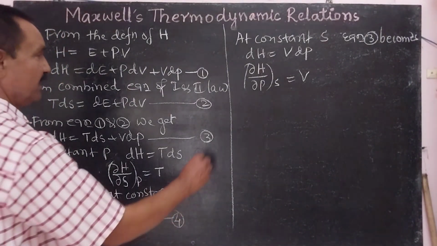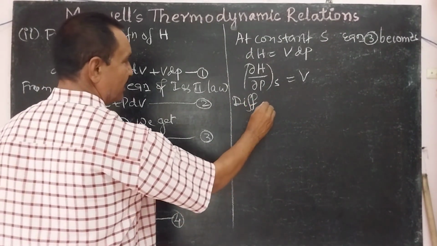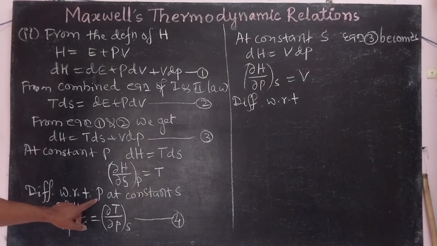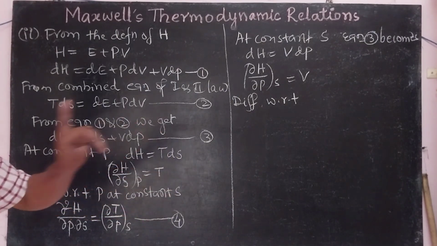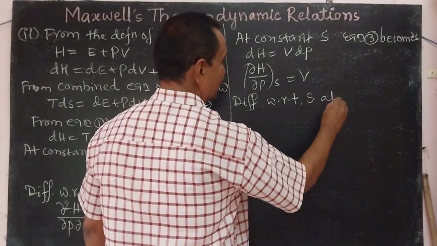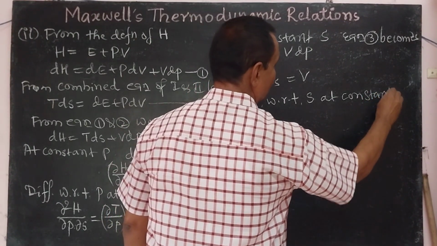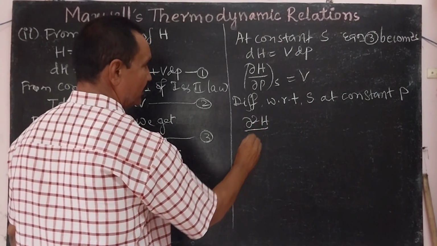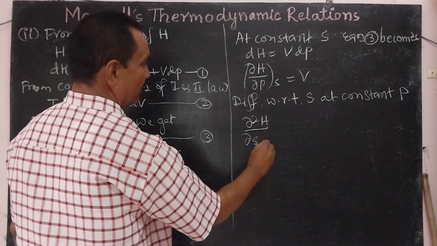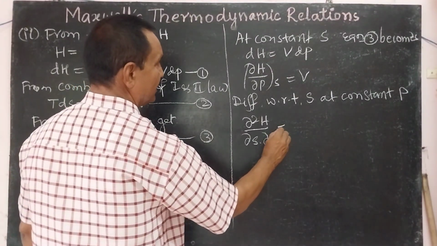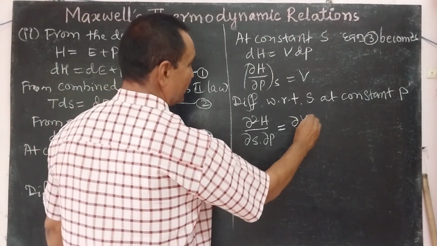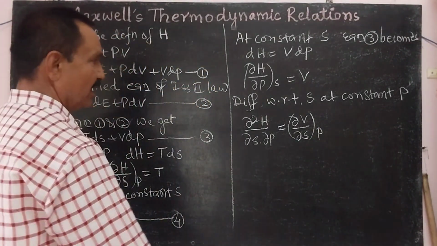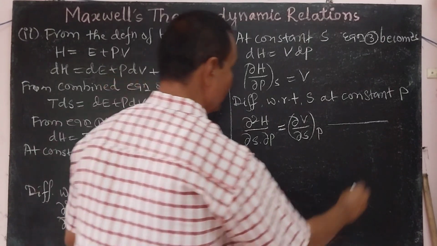Now let us differentiate with respect to S at constant P. Then we get d square H divided by dou S dou P, that is equal to dou V divided by dou S at constant P. Now suppose this is equation 5.